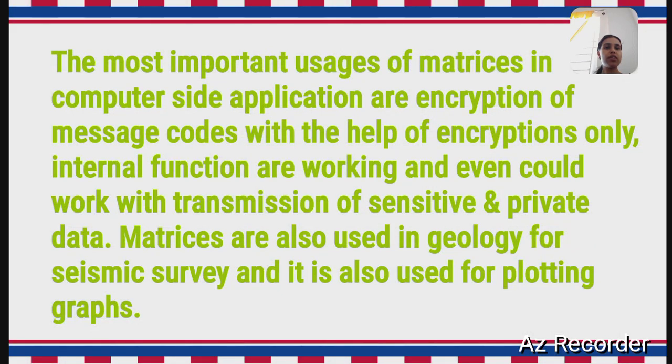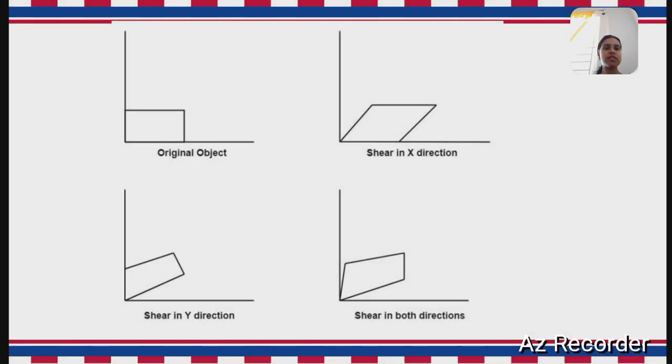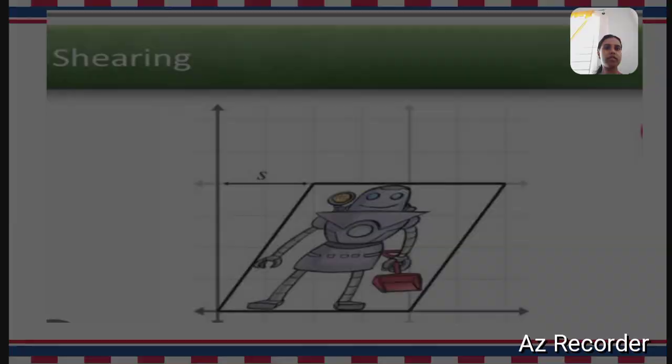The most important usages of matrices in computer science applications are encryption of messages and codes. With the help of encryption, only internal functions are working and it can even work with transmission of sensitive and private data. Matrices are also used in geology for seismic surveys, and they are also used for plotting graphs. Here are a few pictures related: the original object, shear in x direction, shear in y direction, and shear in both directions. This is shearing.